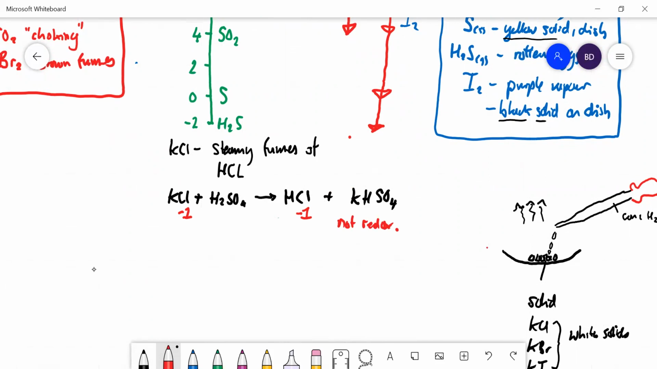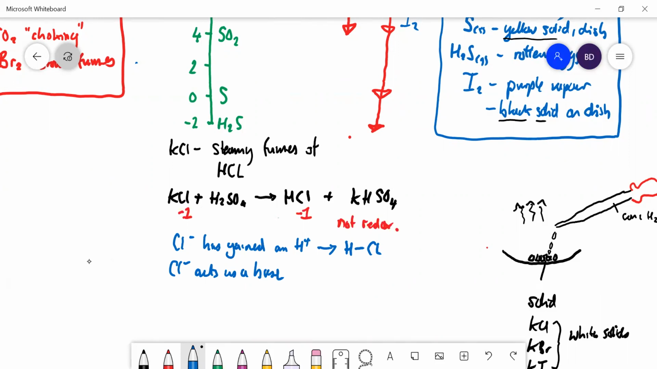Well, what kind of reaction is it? The Cl- has gained an H+ to form HCl, covalent HCl. When something gives away an H+, that's an acid acting as an acid. So the Cl- has acted as a base in this reaction, and the sulfuric acid has acted as an acid, not as an oxidizing agent. It's given away an H+ ion.